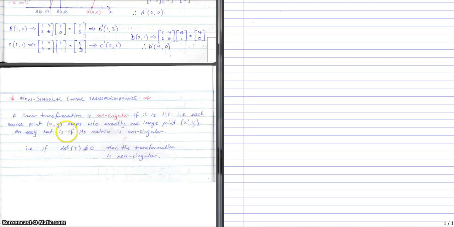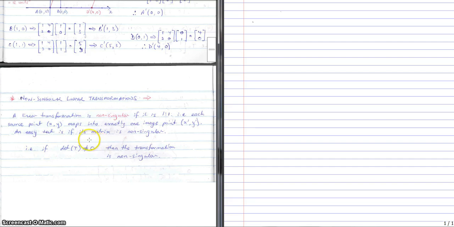So an easy test to see if that's the case is if its matrix is non-singular, and you'll remember that a matrix is non-singular if the determinant is not equal to 0. So we can do that test. If the determinant of the transformation matrix is not 0, then the transformation is non-singular.